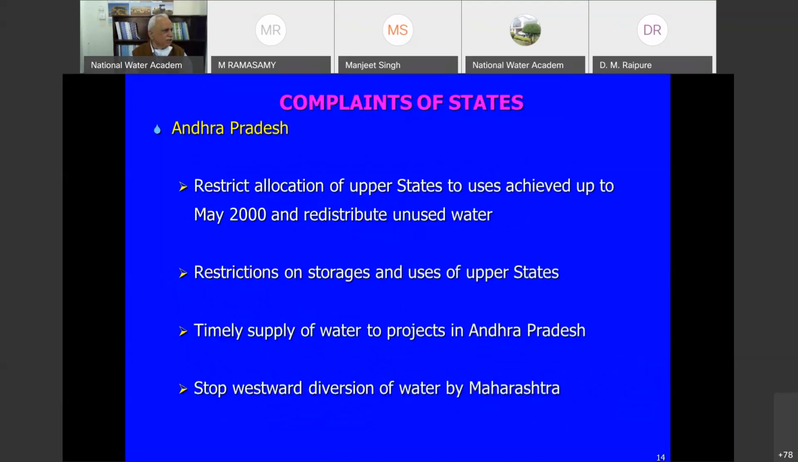The Andhra Pradesh complaint suggested that water actually used by the upper states should be restricted to that allocation, and the balance water, or the unused water by the upper states, should be redistributed. They have also demanded restrictions on storages and uses by upper states, timely supply of water to projects in Andhra Pradesh, and they also suggested that diversion by Maharashtra should be stopped.